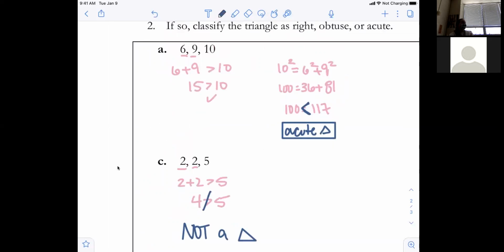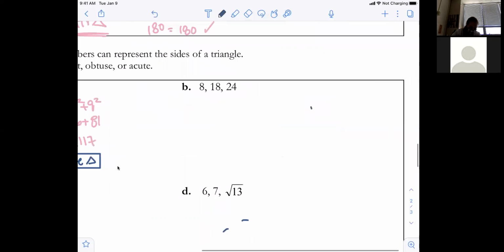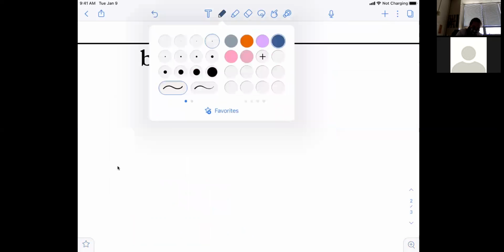So now I've given you an example of yes, where it works, and we had to find out whether it was right, acute, or obtuse. Now I gave you an example of it not even being a triangle. Any questions so far? We got 2 more. If you're really on fire, you've already started on them without me, which is great. 8, 18, and 24. Let's see if that works.